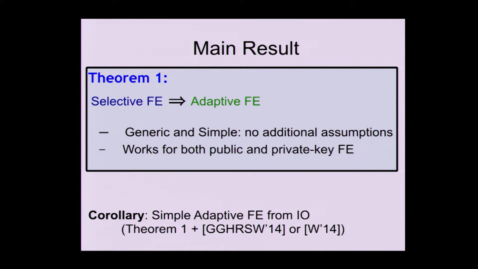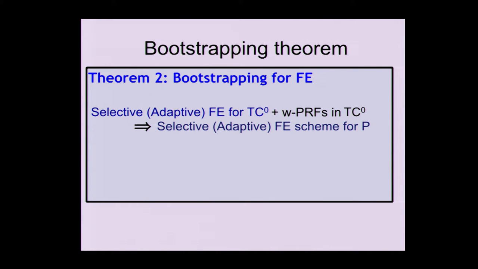The second theorem is a bootstrapping theorem. We show how to obtain selective FE for all polynomial-sized circuits, starting from selective FE for TC0. TC0 is essentially constant-depth circuits, but also allowing majority gates. However, this transformation is not unconditional. We also make the assumption that weak PRFs exist in TC0. But this is not a strong assumption, because we know how to construct weak PRFs in TC0 based on either DDH or LWE.